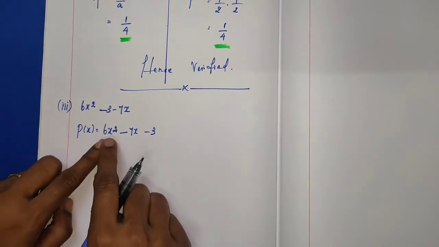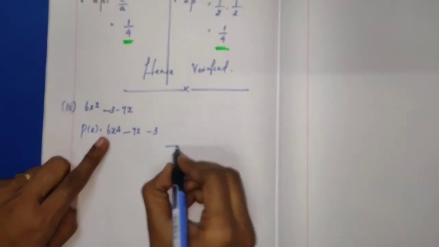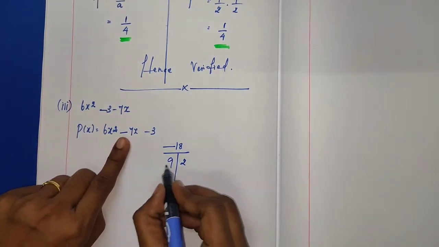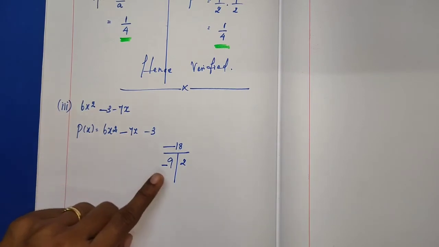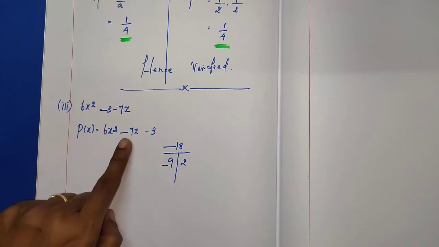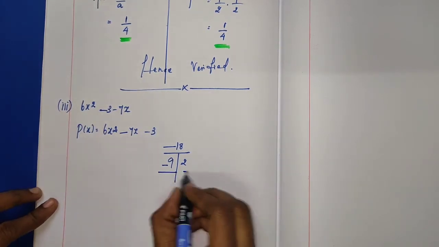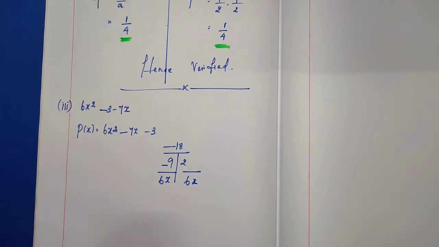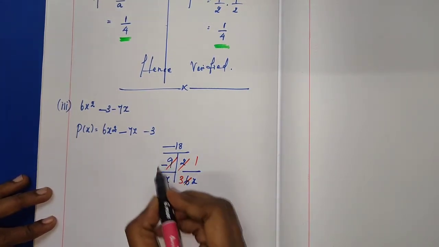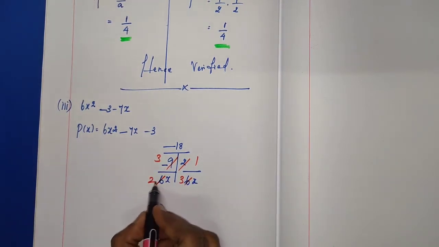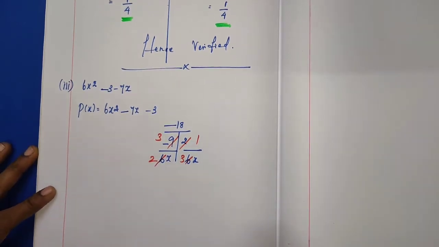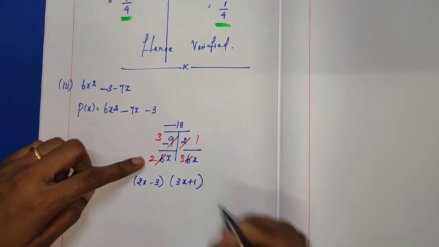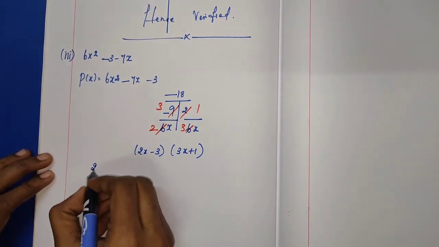First we are going to find the zeros. The x square coefficient is 6 and the constant is minus 3, multiplication minus 18. So 9 2s are 18. The middle number's sign goes with the biggest number. Now check: the product is minus 18, and the addition is minus 7. We put 6 as the denominator for both terms and simplify. 1 2 here, 3 2s are 6, 3 3s are 9, 2 3s are 6. So the factors are 2x minus 3, 3x plus 1. Put each term equal to 0.